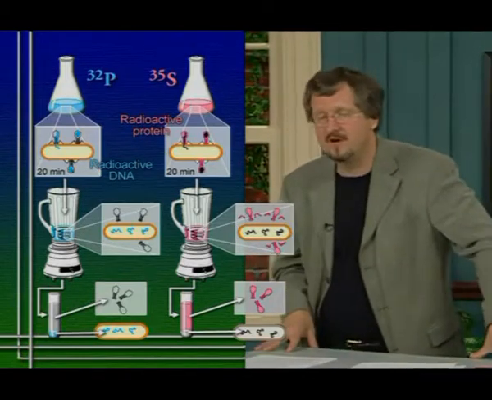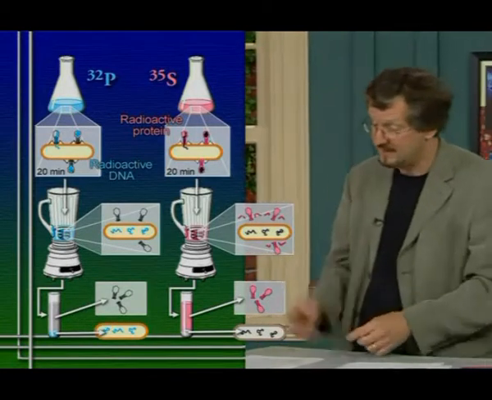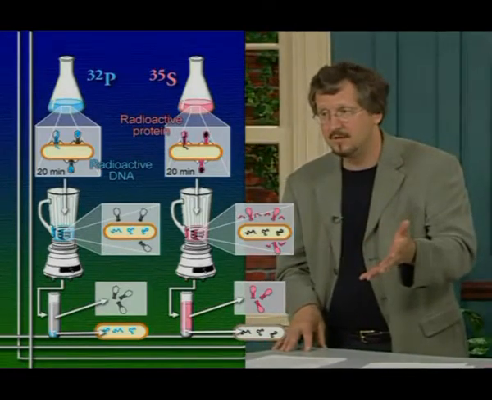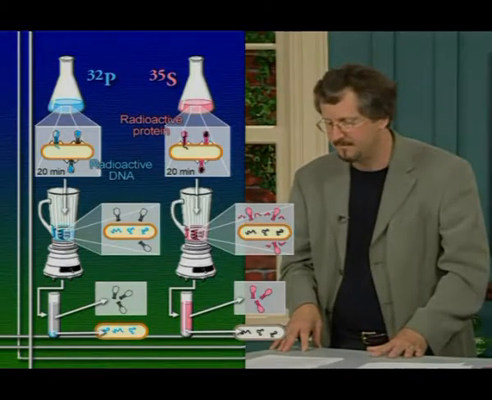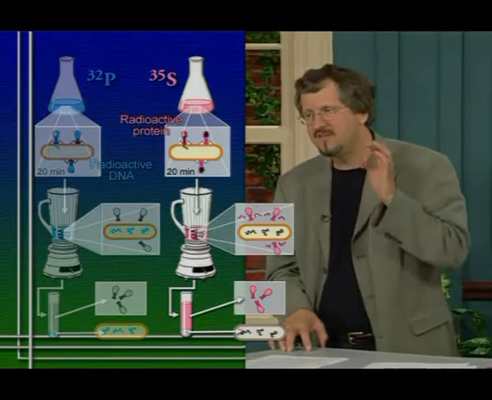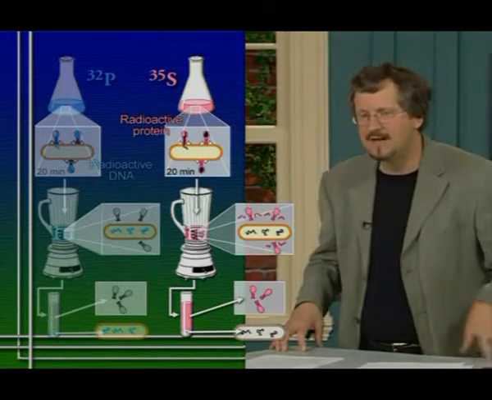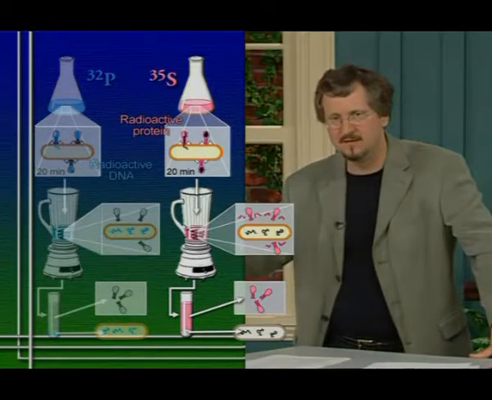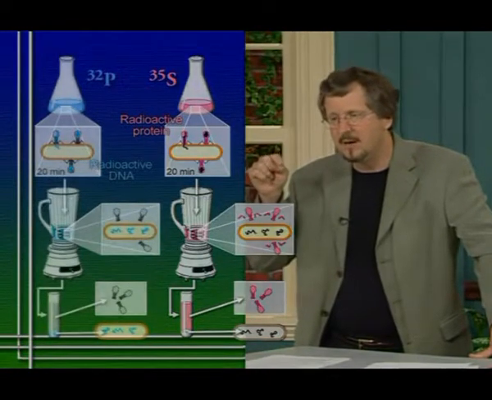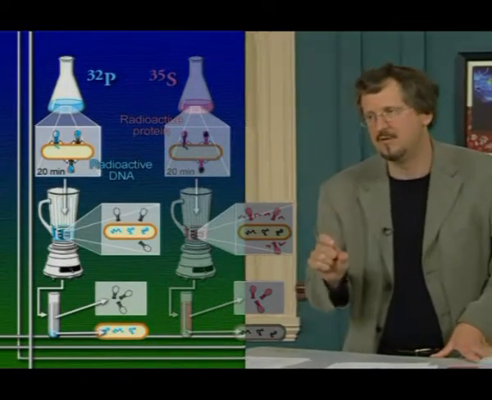And then what they could do, very simply, is ask, where's the radioactivity? Because they could pour off the fluid and ask, is there radioactivity in the pellet, or is there radioactivity in the fluid, what's called the supernatant, to be technical. And what they found was that if they radioactively labeled the sulfur marking the proteins, which is what the coat is made of, the radioactivity was found in the supernatant, where the viral coats were. If you radioactively labeled the DNA with phosphorus, the radioactivity was found in the pellet, where the bacteria were.